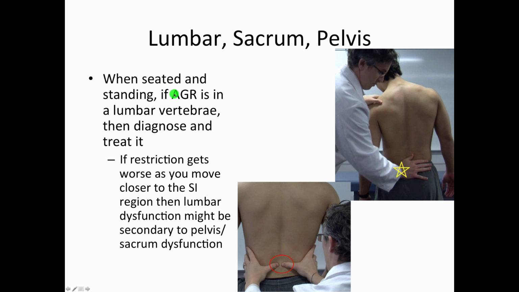If you find the area of greatest restriction with seated and standing in the lumbar vertebrae, then you want to diagnose and treat the lumbar vertebrae. But if the restriction gets worse as you move closer to the SI, maybe you do feel some lumbar dysfunction, but it gets worse as you go farther down, and you're like, ooh, that's the most restricted near the SI, then that's going to lead you to looking at sacrum and pelvis.